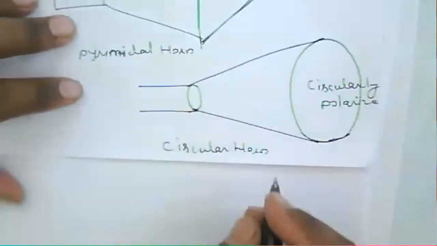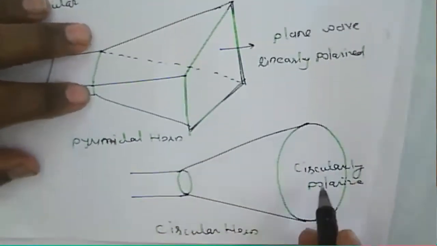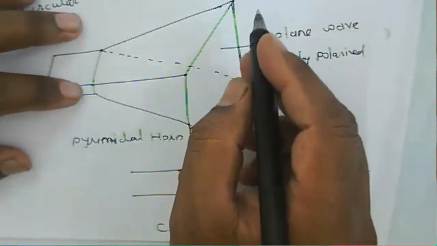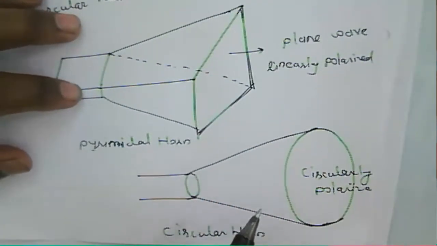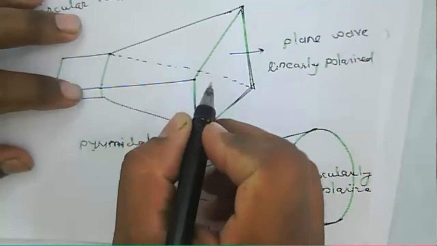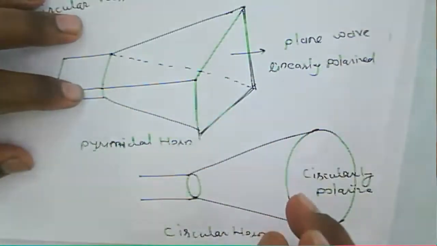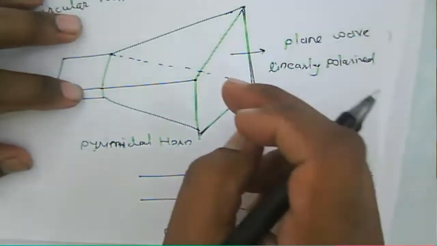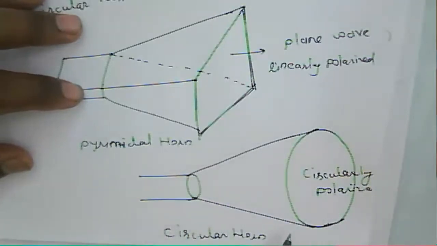And this shape, this particular rectangular shape or circular shape, is the aperture. Based on the size of that aperture, the gain of the antenna will increase or decrease. And then again, the number of modes produced by this horn antenna depends upon what coating we are using inside this particular horn antenna.